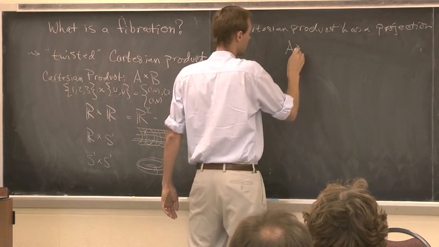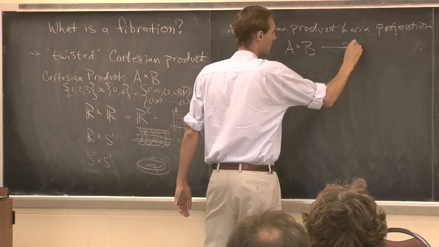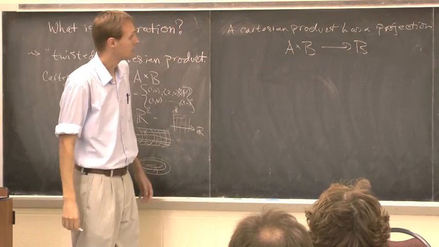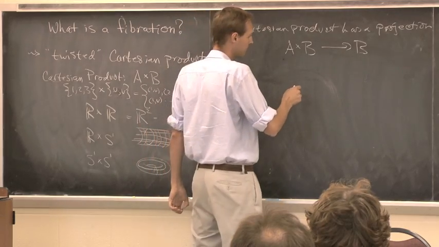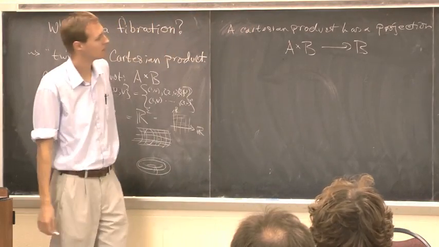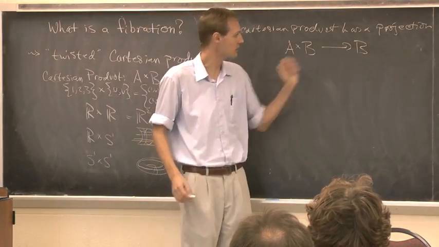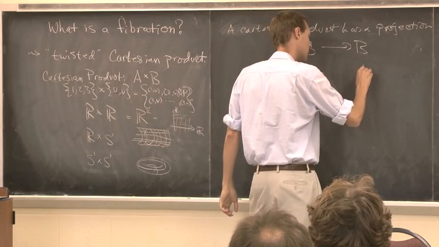So, you can project from A cross B down to B by just forgetting the first coordinate of every pair of things here. And well, that's pretty easy. The thing that's interesting about it is to try to go backwards.